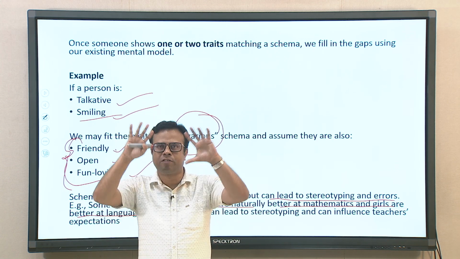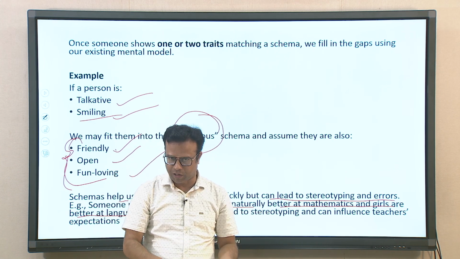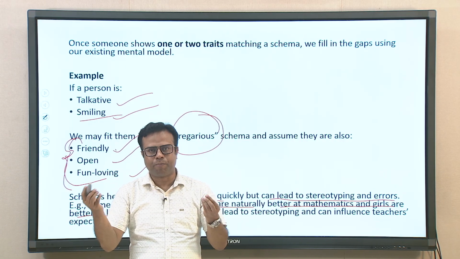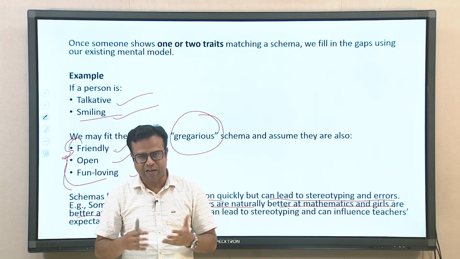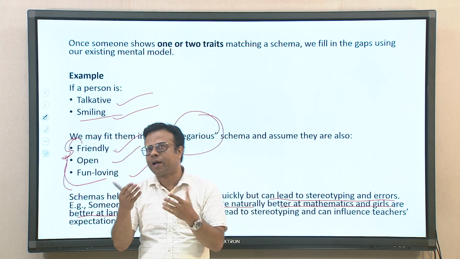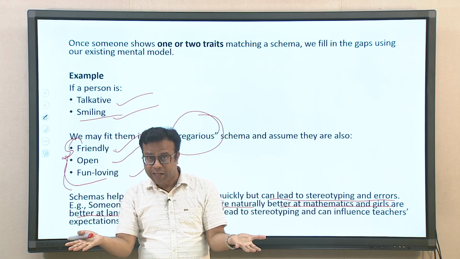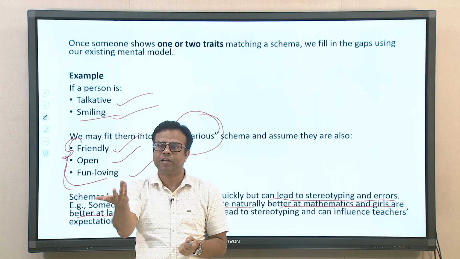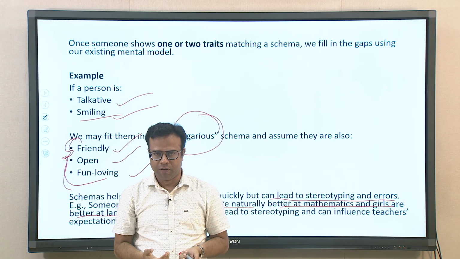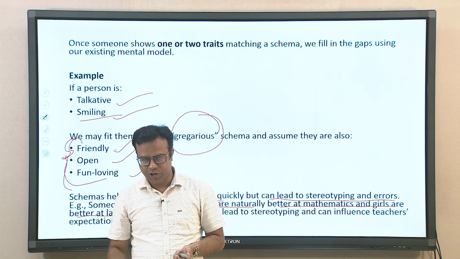You create rigid frameworks and you judge people accordingly, but this can be an error because people are different, not every girl and every boy is the same. So, this is an example of how schema can help you to process information quickly, because you do not have to think anything. You see a boy or a girl, you make certain assumptions, but then it can lead to many errors also.